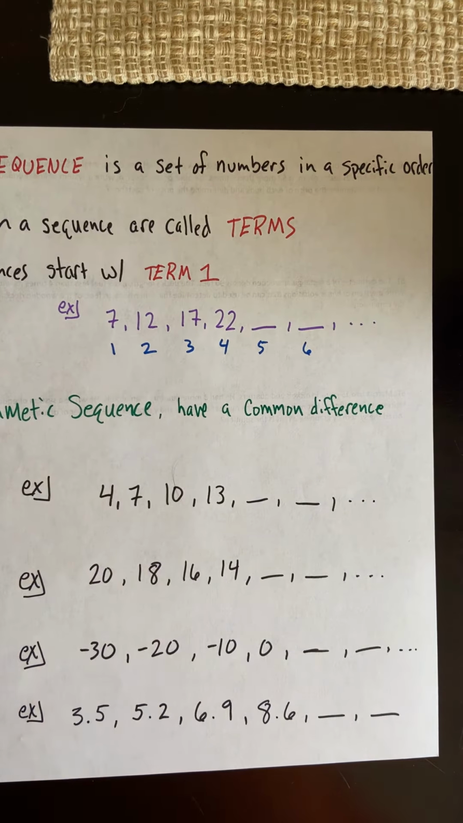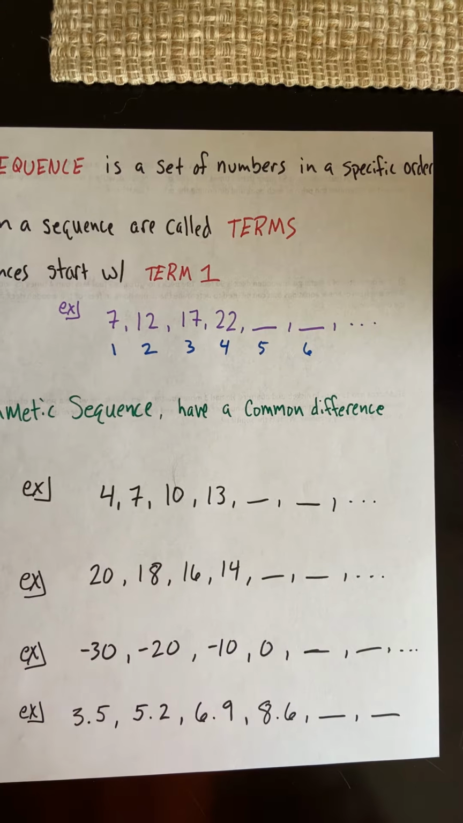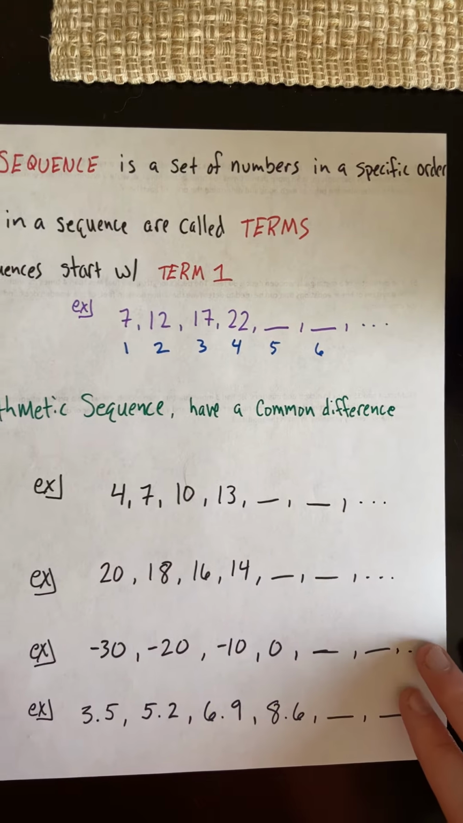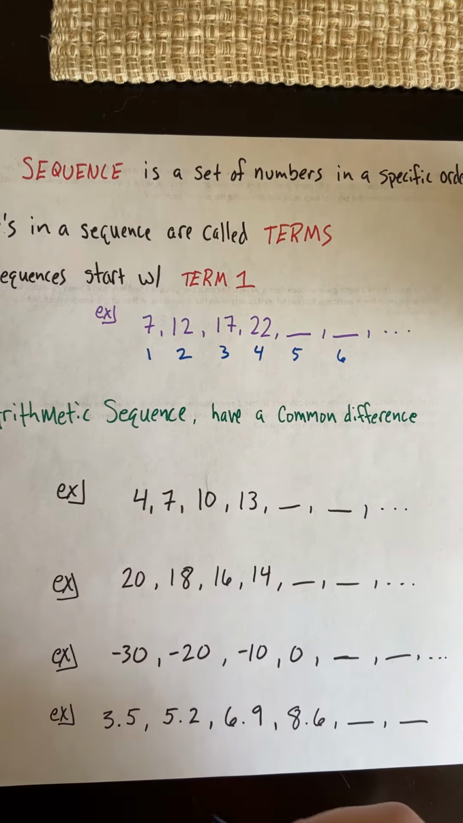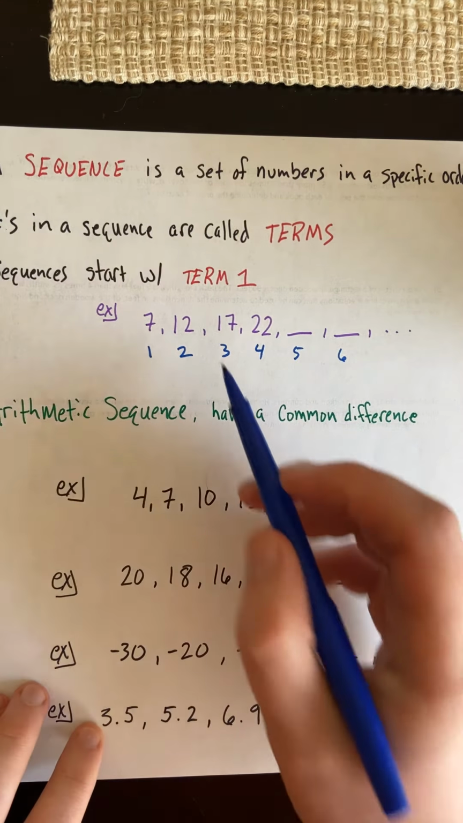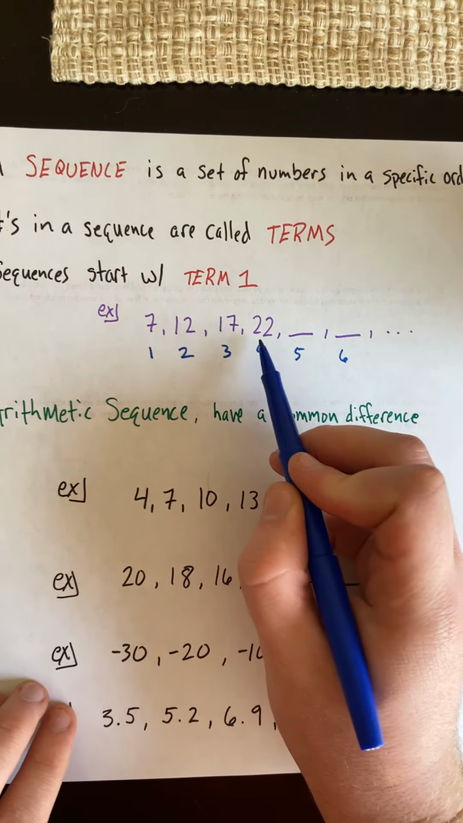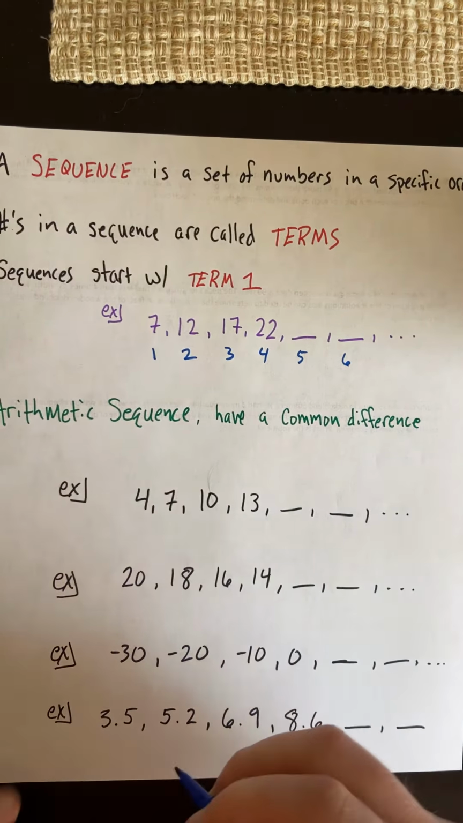Okay, because in the next couple of days, I'm going to give you a sequence and I'm going to say, find term 7. Or what would be term 4? As we can look, term 4 would be 22. We can see it right there.